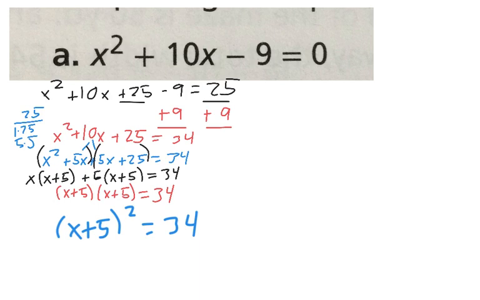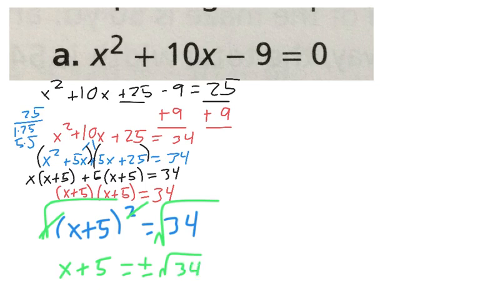What's farthest away is the being squared. How can I get rid of squaring a number? Take the square root of both sides. The square root of a square cancels. You just bring that 34 down. Anytime I choose to take a square root, there's always 2 possibilities. I have to account for the plus or minus radical 34.